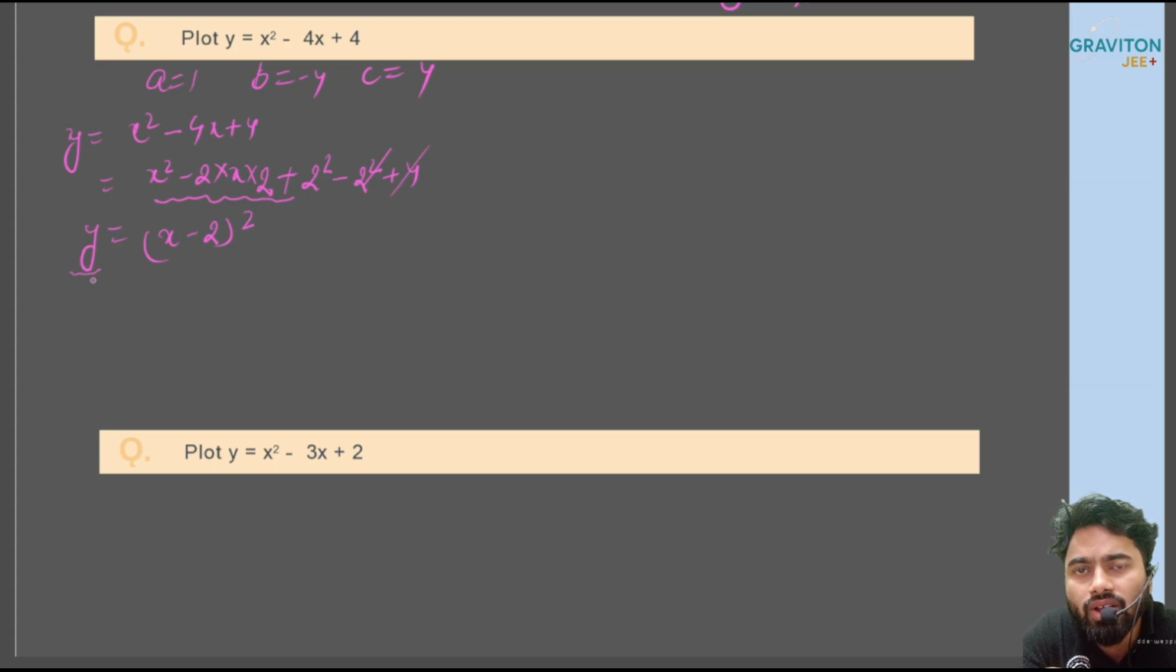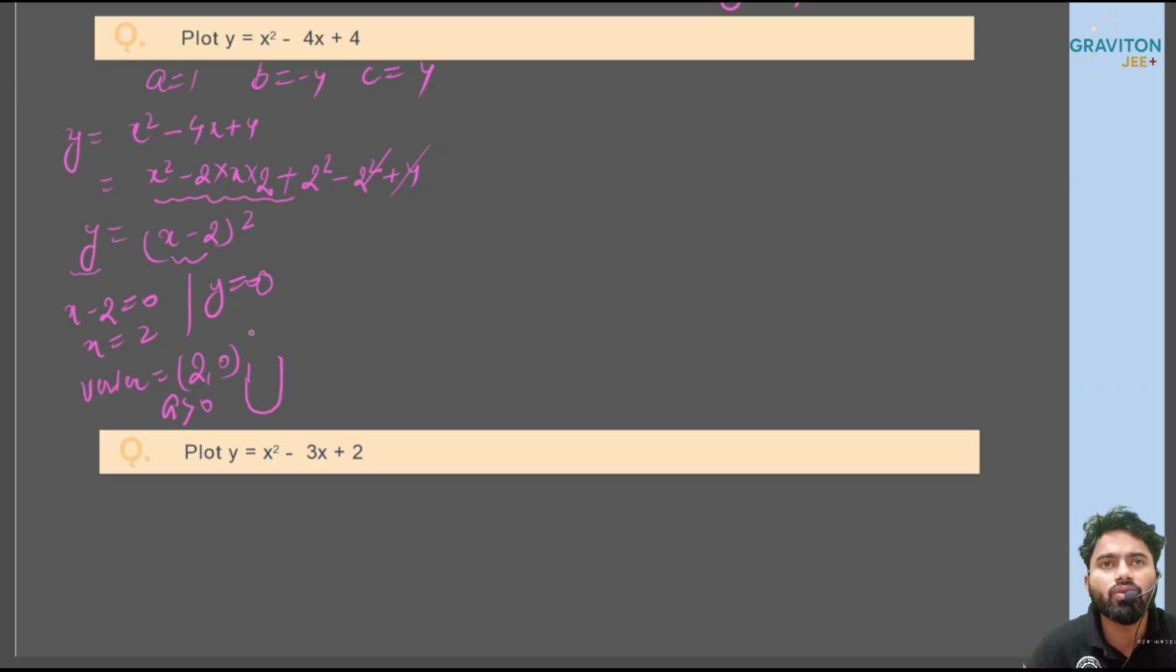Put y equal to 0 and this equal to 0. So x minus 2 equals 0, you get x equals 2, and y equals 0. So your vertex will be 2 comma 0. And look at a. Here a is positive, so your parabola will be facing upward like this. From here you can conclude that your parabola is facing upward.